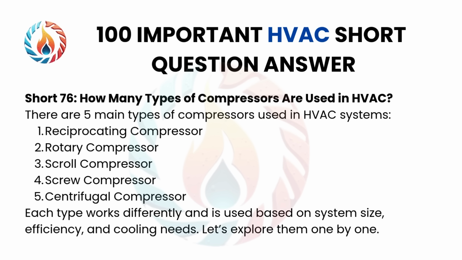Short 76. How many types of compressors are used in HVAC? There are 5 main types of compressors used in HVAC systems. Reciprocating compressor, rotary compressor, scroll compressor, screw compressor, centrifugal compressor. Each type works differently and is used based on system size, efficiency, and cooling needs. Let's explore them one by one.